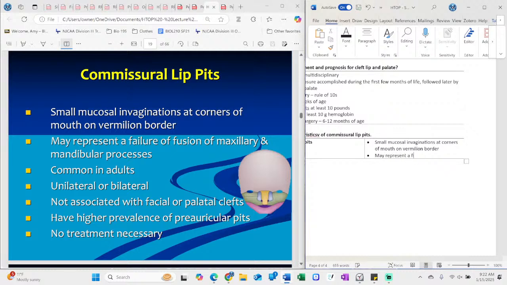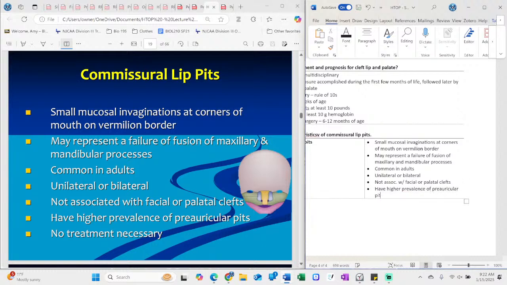Commissural lip pits are more commonly seen in adults. You may see it only on one side, or the patient may have it on both sides. So typically, these are not associated with any syndromic conditions. Well, if a patient has somewhat deeper pits, and if you try to squeeze them hard, you may find some secretions from the minor salivary glands, but otherwise no treatment is needed.